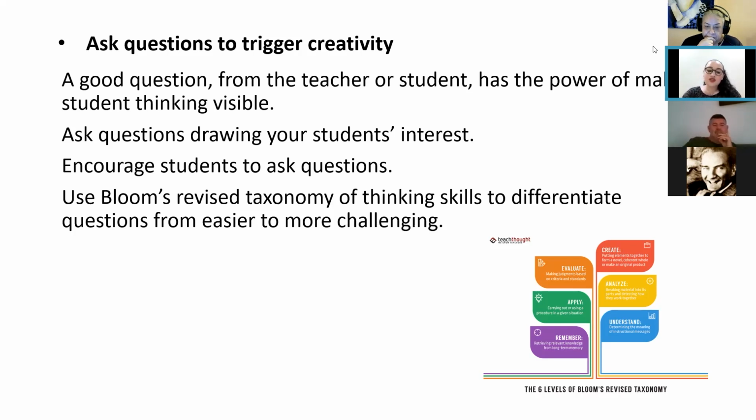To differentiate questions from easier to more challenging, it might be beneficial to use Bloom's revised taxonomy of thinking skills. If you remember, there are higher order thinking skills and lower order thinking skills in the taxonomy. Lower order thinking skills have to do with recall, identification, and basic comprehension. Higher order thinking skills are more complex and require greater cognitive effort.